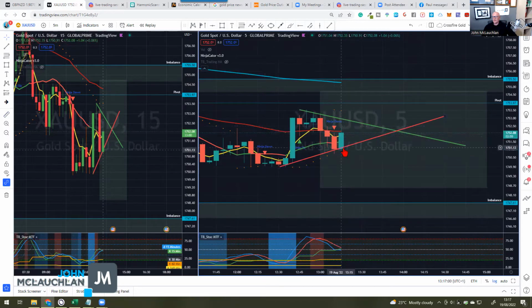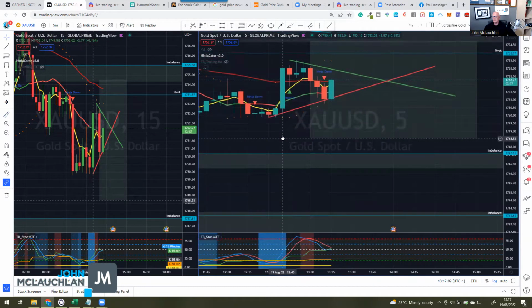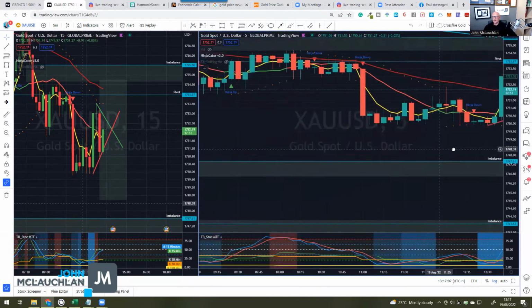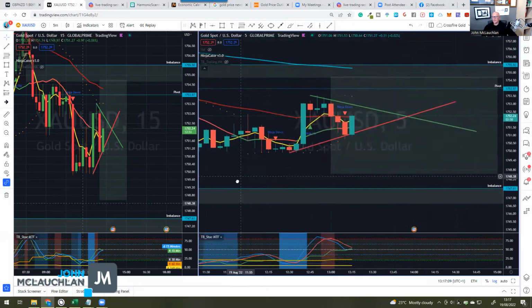If price wants to come further down, then the area of interest is this imbalance here. This is it, imbalance from earlier on.